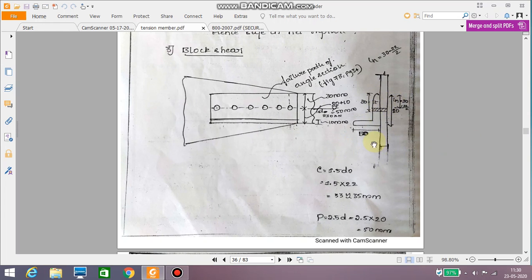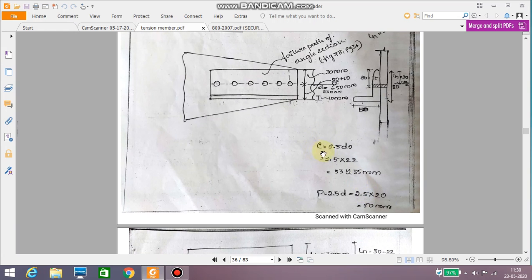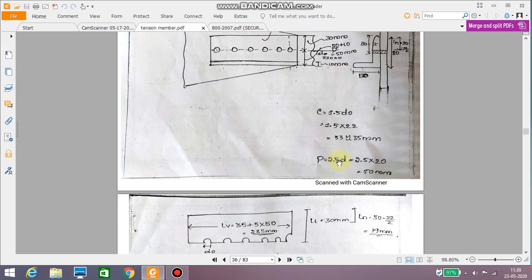Okay, then this particular leg is 50. The total length of the connected leg is 80 mm. So the edge distance, let us calculate, is 35 mm, 1.5 times the diameter of the hole, and the pitch distance is 2.5 times the diameter of the bolt, so it is 50 mm.